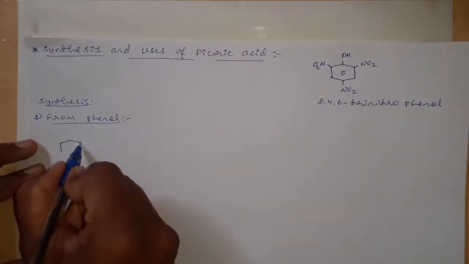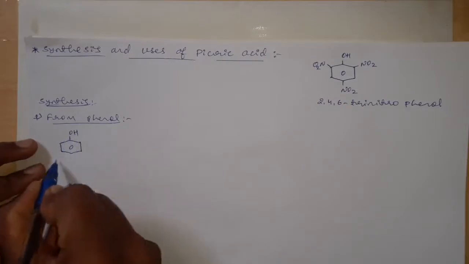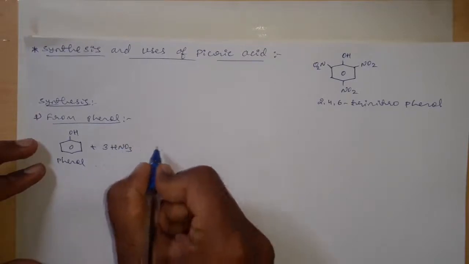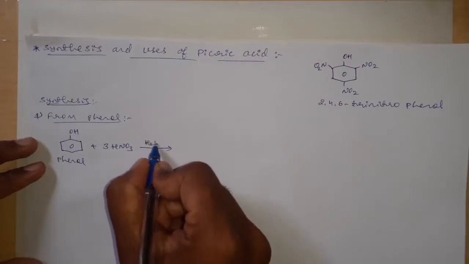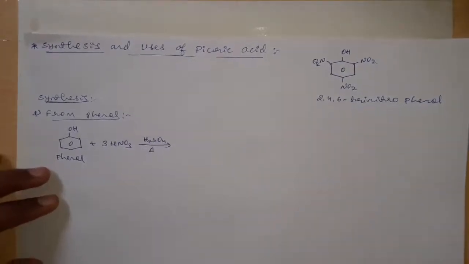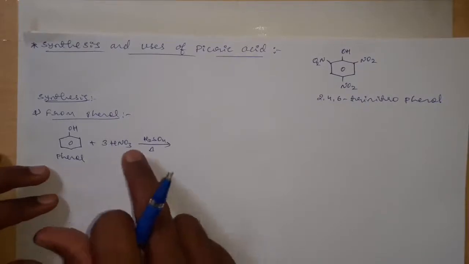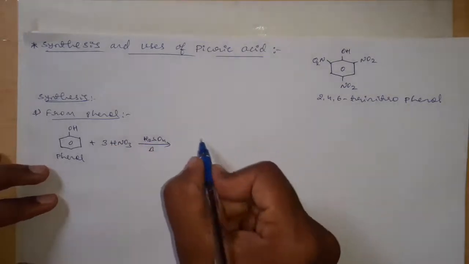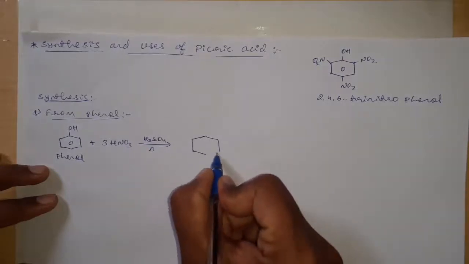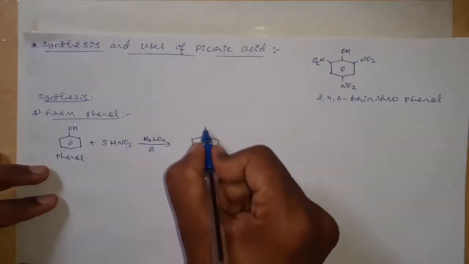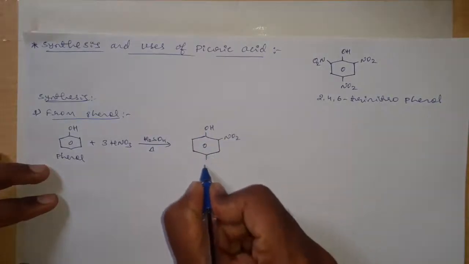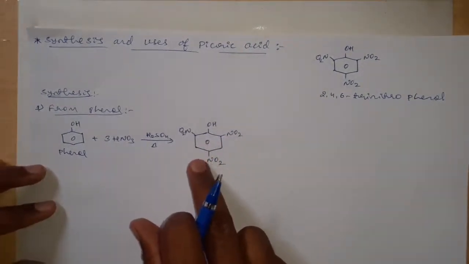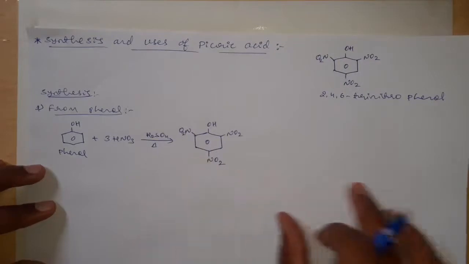When the phenol is treated with concentrated nitric acid, that is HNO3, in presence of sulfuric acid H2SO4 on heating, that is, when the phenol is treated with a nitrating mixture, the mixture of concentrated HNO3 and H2SO4, and some heat is applied, nitration takes place at ortho and para carbon atoms of the benzene ring.